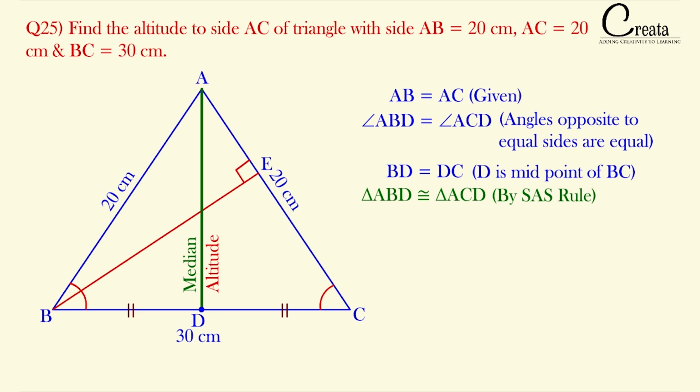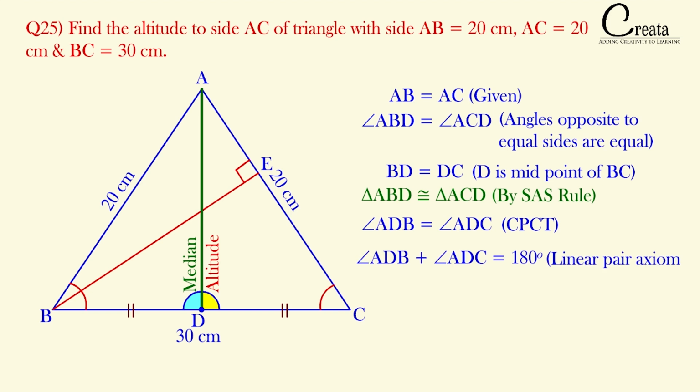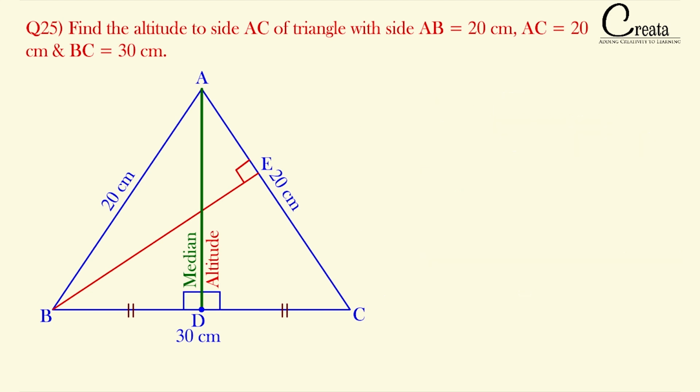So by CPCT, can we say angle ADB is equal to angle ADC? And BC is a straight line, means the sum of both of these angles will be equal to 180 degrees. We have applied the linear pair axiom. So we got both of these angles equal to 90 degrees. Both of these angles are equal and the sum of both of these angles is 180 degrees. It means that the line segment AD is also the altitude for this triangle. AD is the median and AD is also the altitude for this triangle.